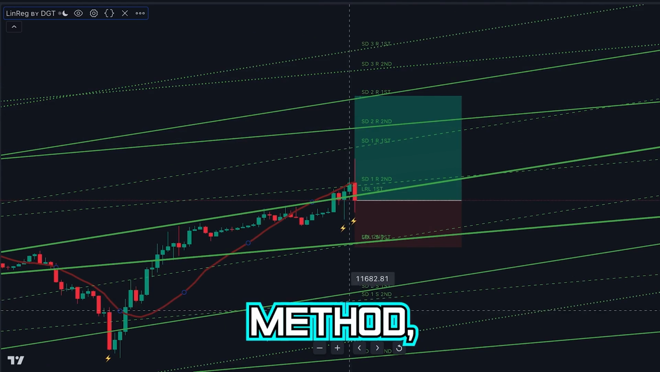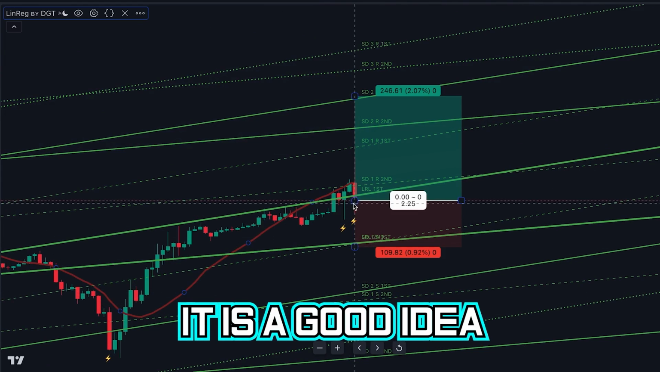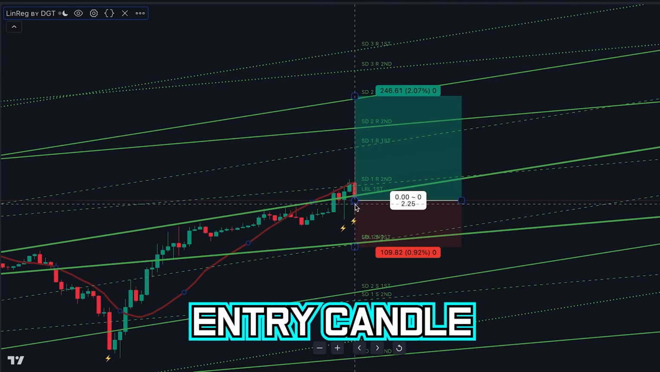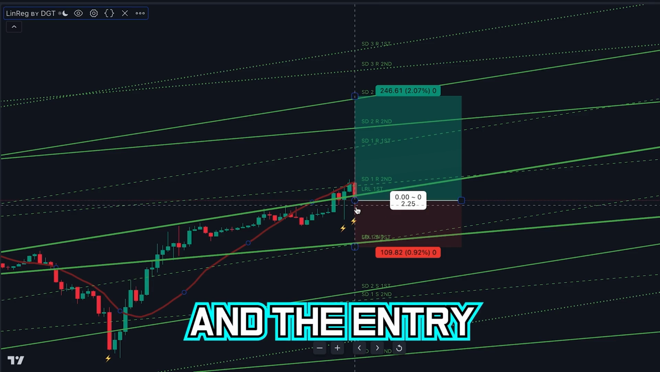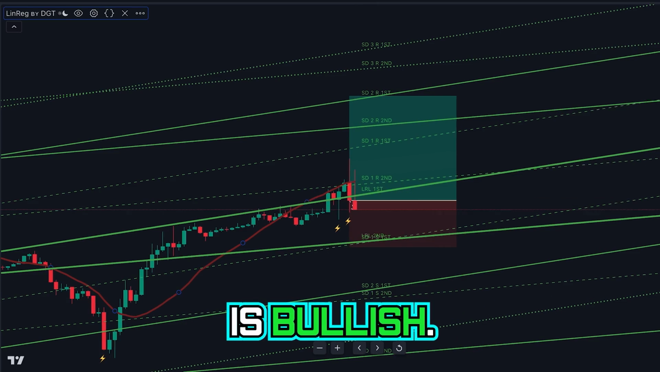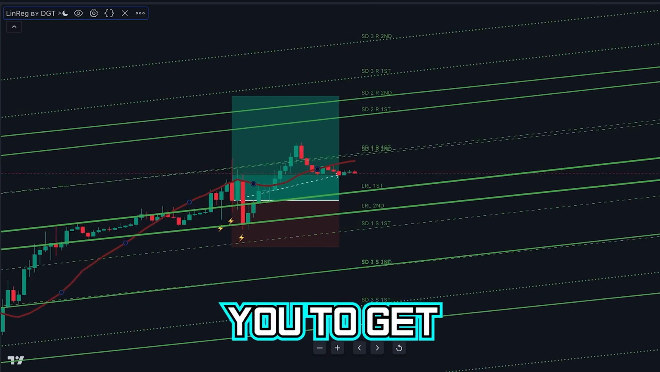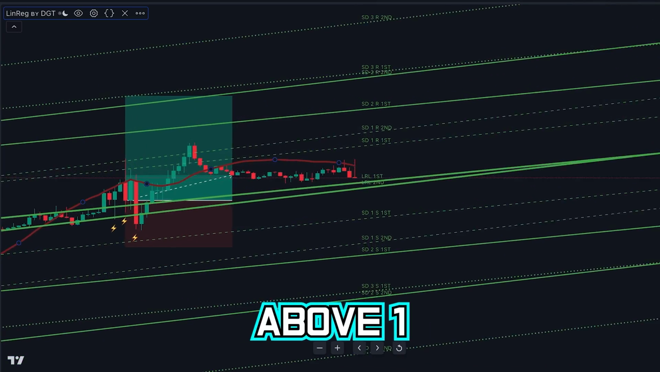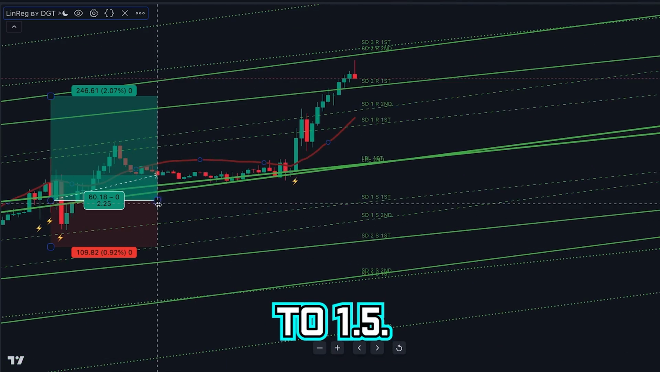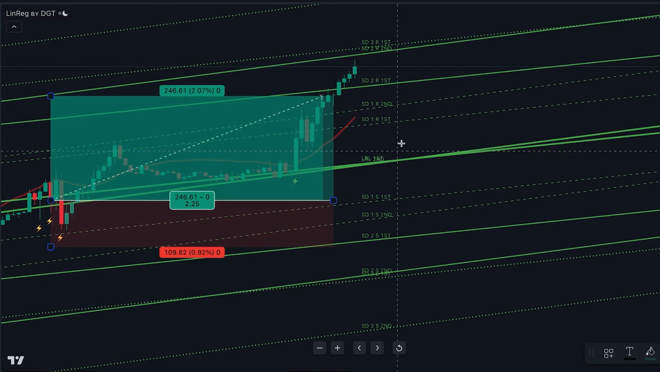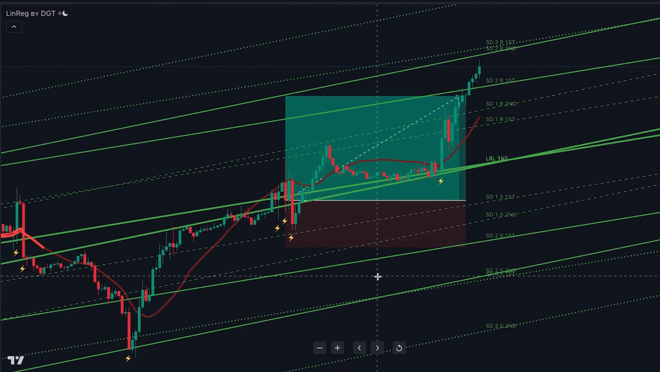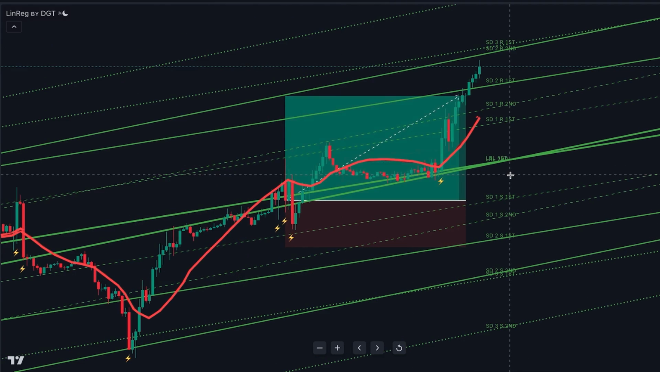When doing this method, while not necessary, it is a good idea to ensure that the entry candle for a bullish trade is bearish and the entry candle for a bearish trade is bullish. This will allow you to get a better risk to reward, typically above 1 to 1.5. Once you have executed a trade, you also have the option of using the regression curve as a way to trail your entries.